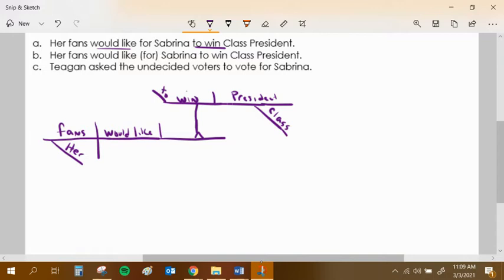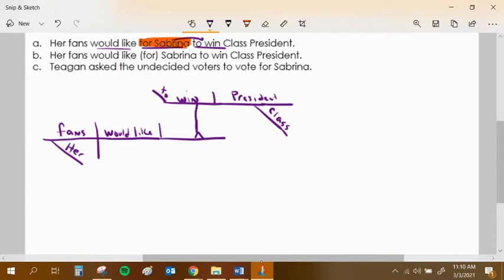What we would have right now is what we would call a dangling infinitive, because the infinitive to win doesn't work with the subject. Remember, the subject controls all the verbs. Well, the fans are the ones who would like, but the fans aren't winning class president. Sabrina is. So Sabrina is actually going to be the subject of this infinitive. And you can have a subject of an infinitive. A subject of an infinitive actually sits in front of that infinitive. Just like we can have a subject for a gerund, I can have a subject for an infinitive.